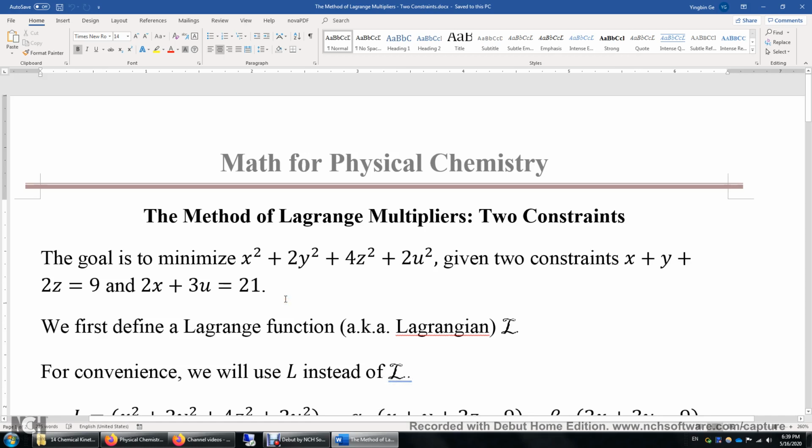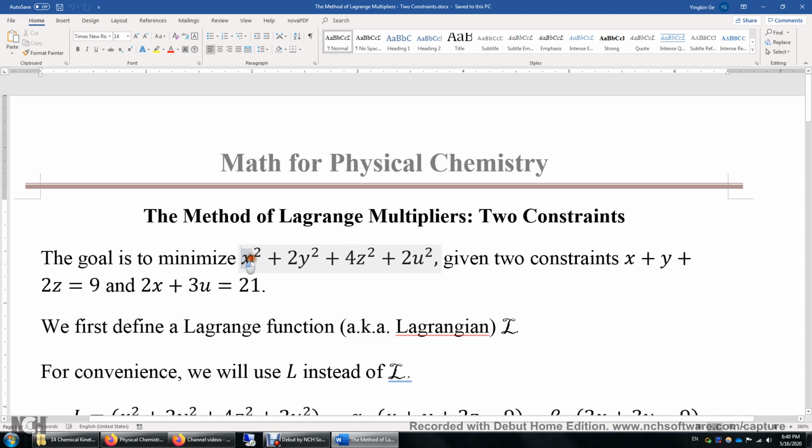In this video, I'll show you how to use the method of Lagrange multipliers to optimize a function with two constraints. You can use the same algorithm to tackle the problem with either 1 or 2 or 3 or 4 constraints. Let me give you one example.